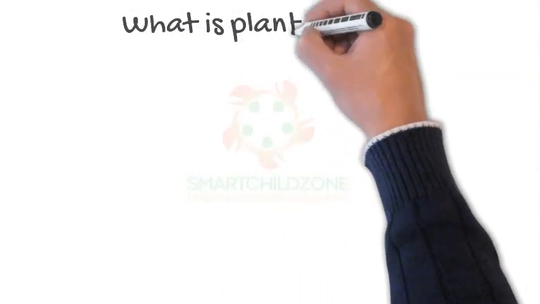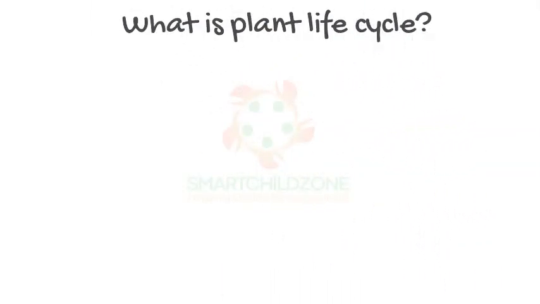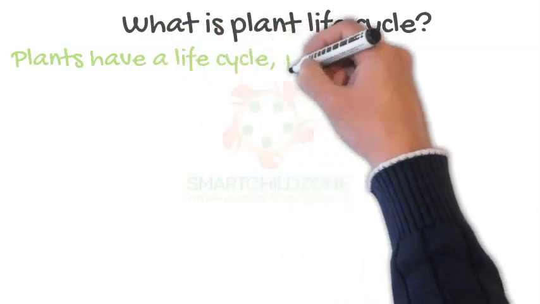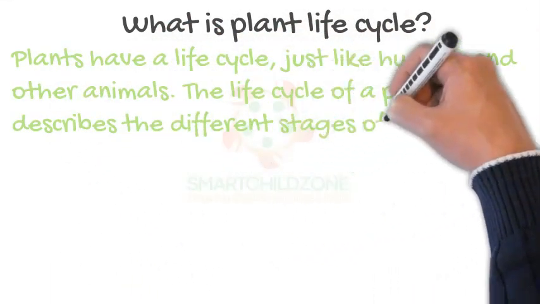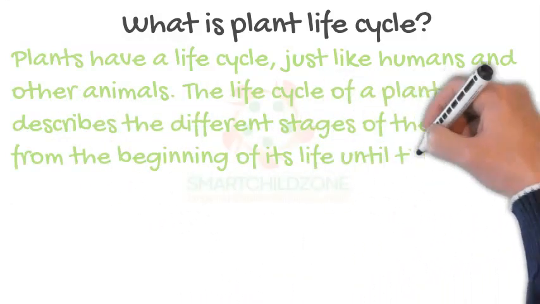What is plant life cycle? Plants have a life cycle, just like humans and other animals. The life cycle of a plant describes the different stages of the plant from the beginning of its life until the end, which is from seed to mature plant.